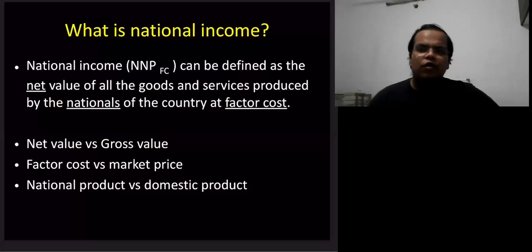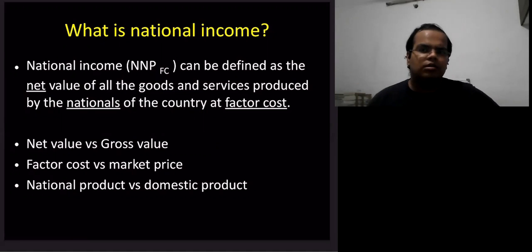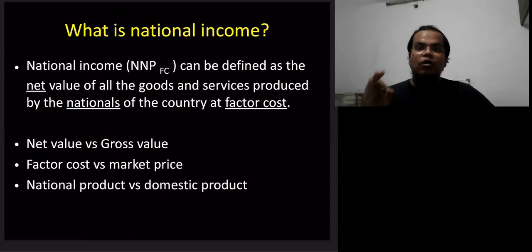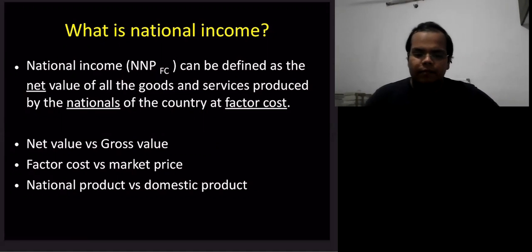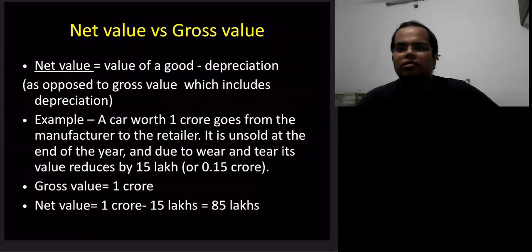If you notice carefully, there are 3 words that I have underlined in this definition, namely net, nationals, and factor cost. I have underlined them because these are the parameters which distinguish this metric from the 7 different metrics. All right. And we are going to have a discussion of these 3 parameters one by one. Let's start off with the difference between net and gross.